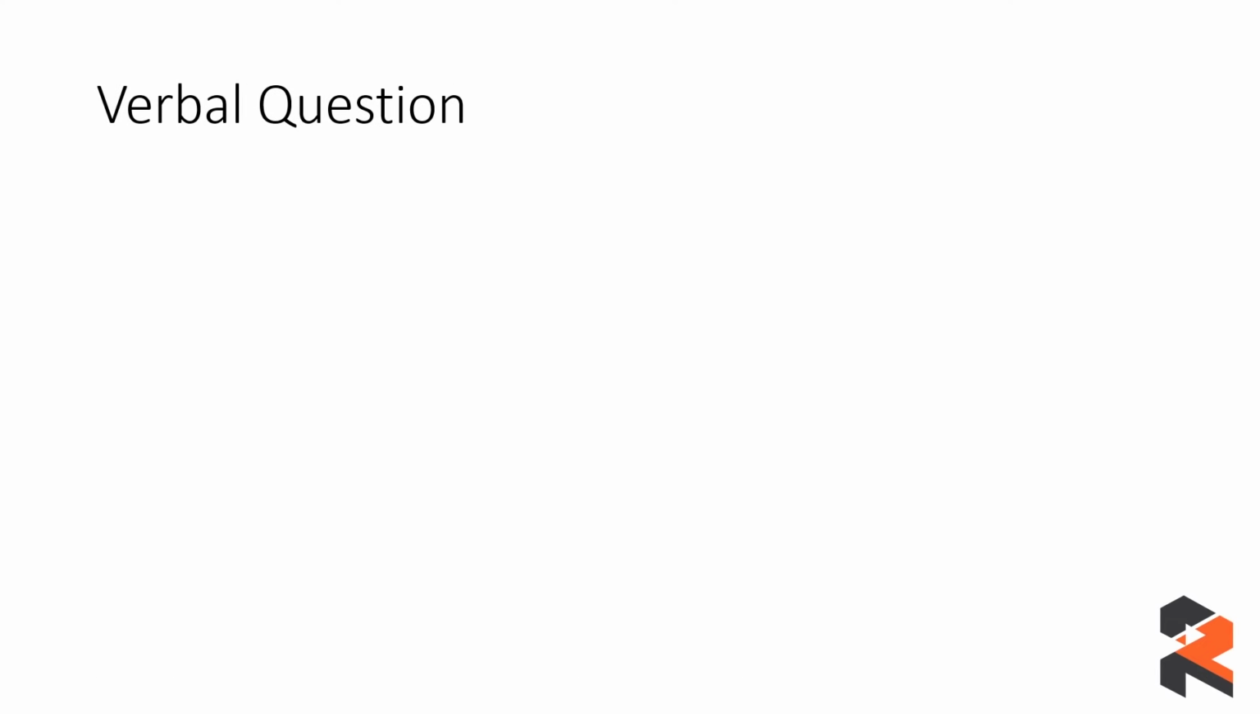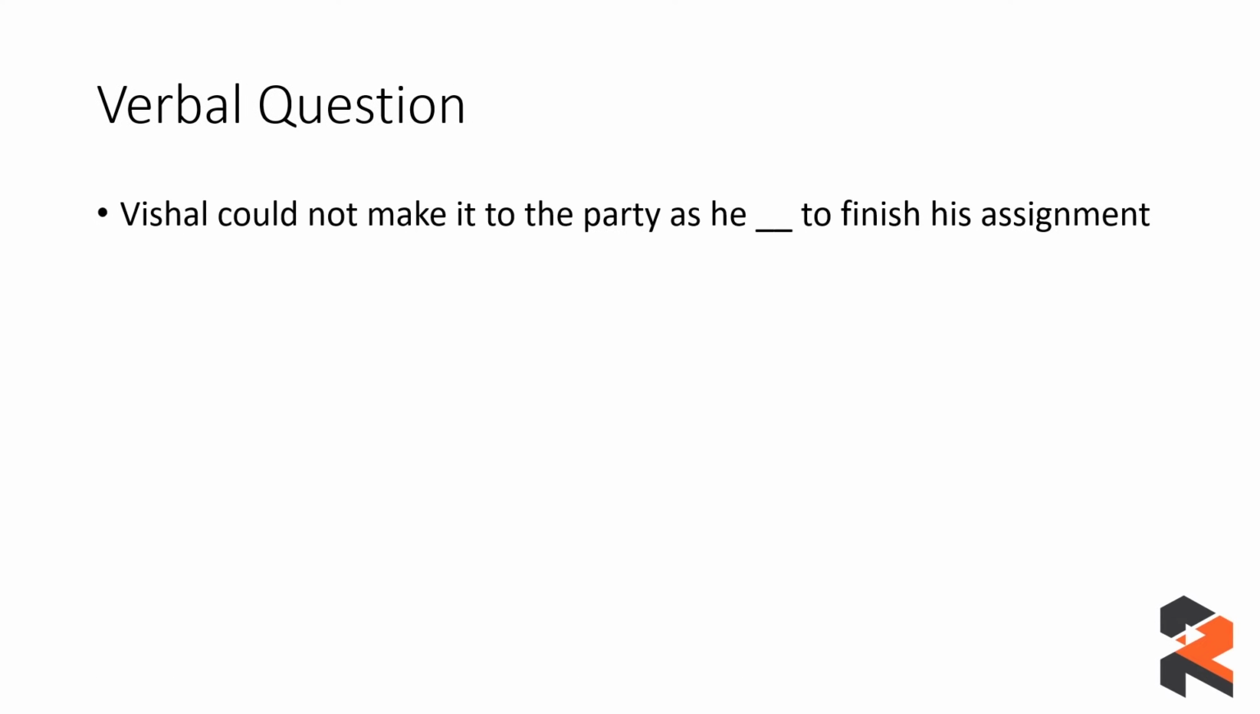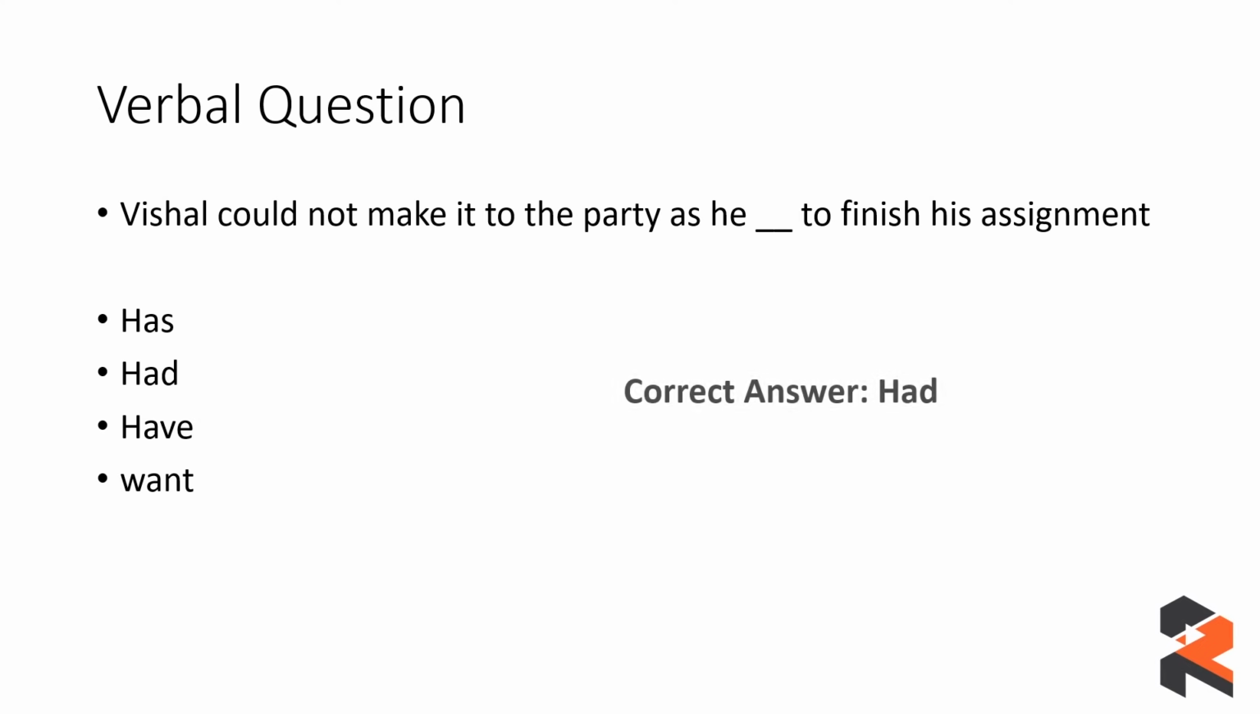Let's look at another question. This is a verbal question. Now, Vishal could not make it to the party as he dashed to finish his assignments. So, what are the options we have? The options are has, had, have, and want. Now, if you have knowledge about the English language and the way we frame sentences, then you know that the answer will be had in this case, because has cannot be the answer here. And this is something we are talking about, a perfect tense. So, your answer should have the correct answer as had.